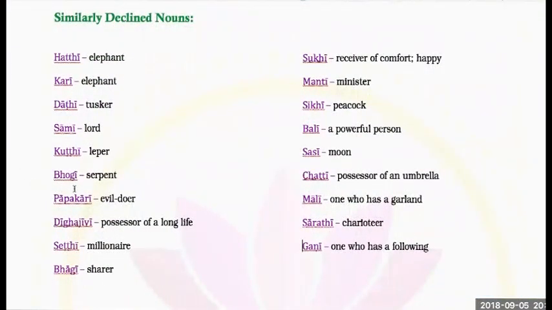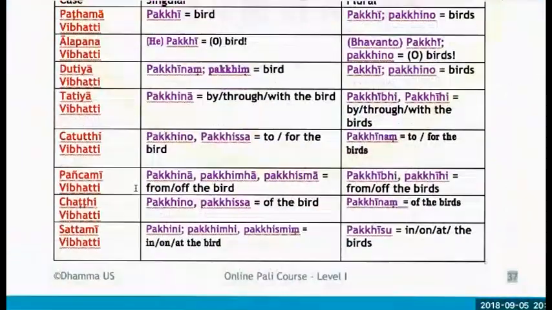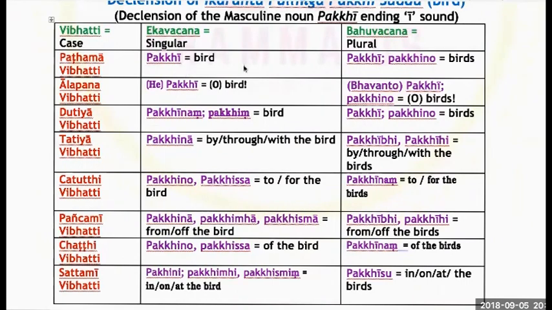Then we have bhogi. Bhogi means serpent, snake. Bhogi, bhogi, bhogino. He bhogi, bhavanto bhogi, bhogino. Bhoginam, bhogin, bhogi, bhogino. Bhogina, bhogibhi, bhogihi, bhogino, bhogis, bhoginam. Bhogina, bhogimha, bhogisma, bhogibhi, bhogihi, bhogino, bhogis, bhoginam. Bhogini, bhogimhi, bhogismin, bhogisu.